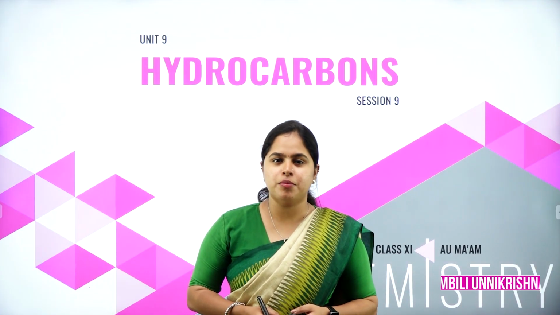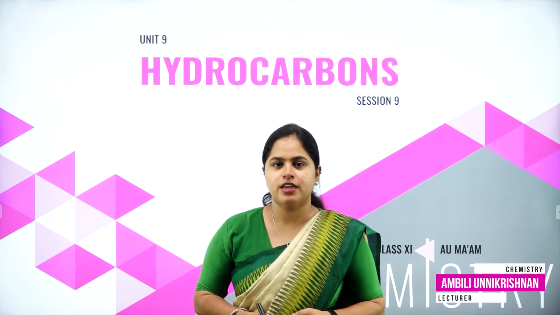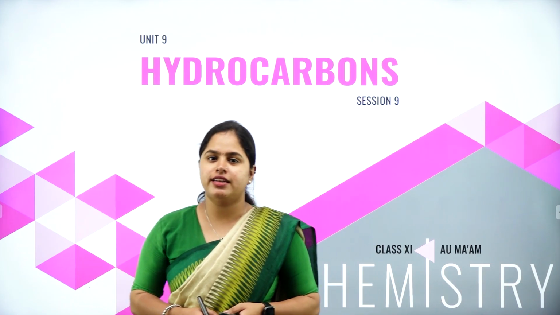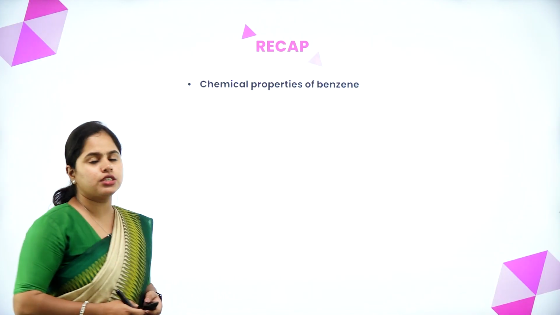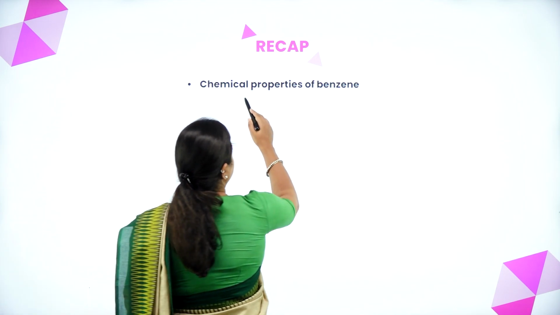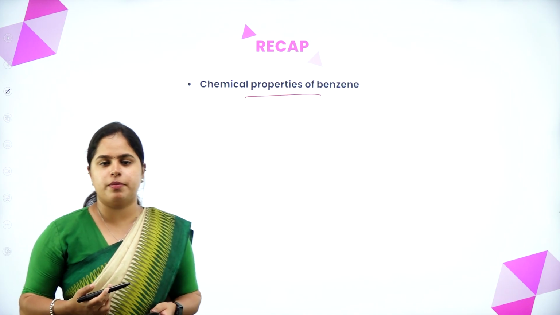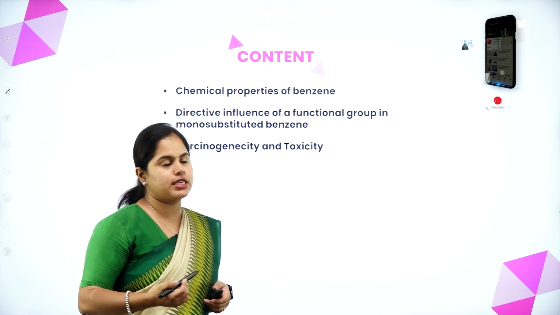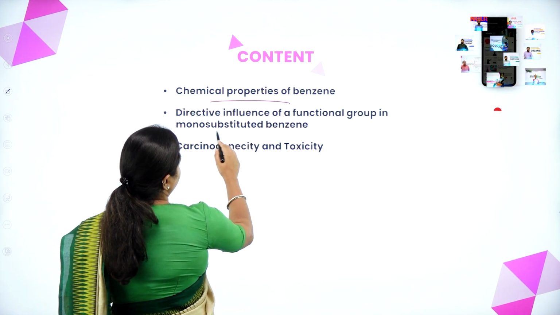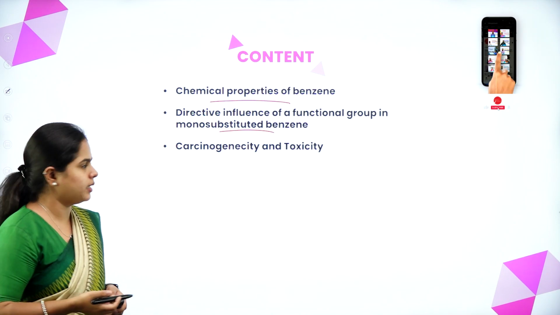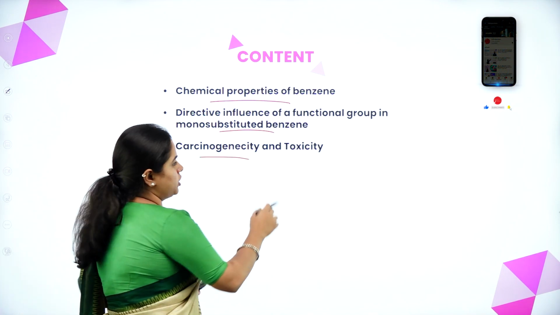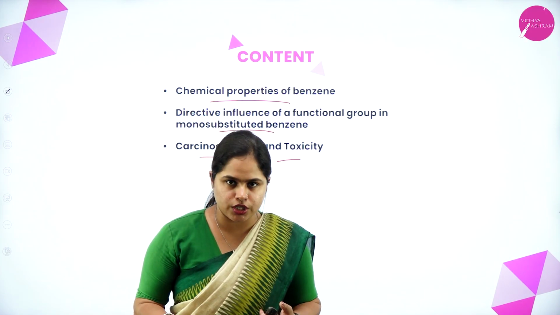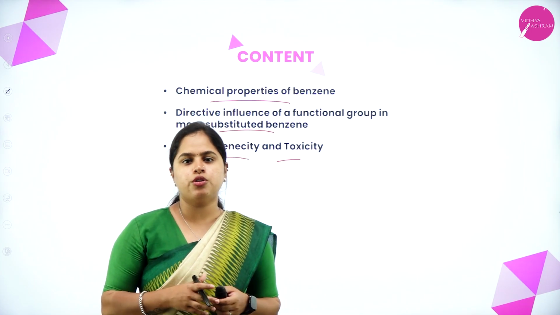Hello everyone, this is Ambli Unnikrishnan from the Department of Chemistry. So today we are back with session 9 of the chapter Hydrocarbons. This is the last session for this chapter. In the last session we started off with the chemical properties of benzene, right? In today's session, we are going to continue with the rest of the chemical properties of benzene, as well as the directing influence of functional groups in monosubstituted benzene. Also, the last topic, that is carcinogenicity and toxicity. Already we have discussed this, right? Benzene is a carcinogenic substance. Regarding that also, we are going to discuss.